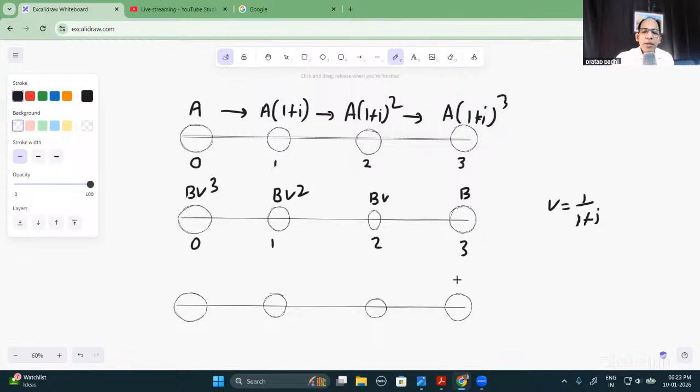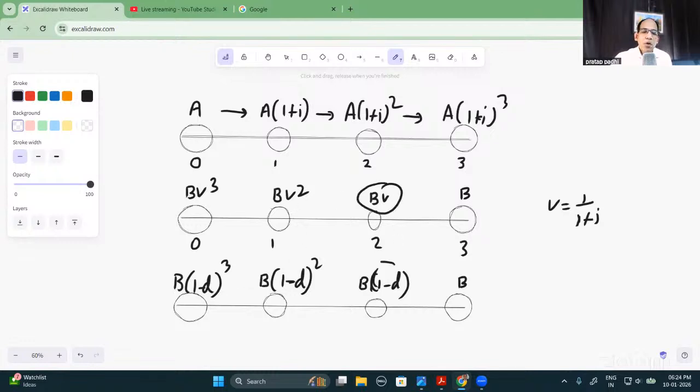The other way is, you can write B(1 minus d). So there are two ways. d is the discount rate, and i is the interest rate. And then you can write B(1 minus d) square. Then here B(1 minus d) power 3. So that way you can also apply. There are two ways. Either you can use v here or d here.